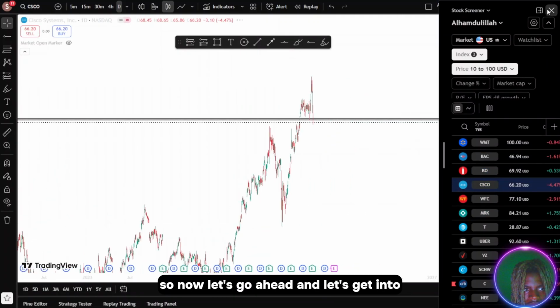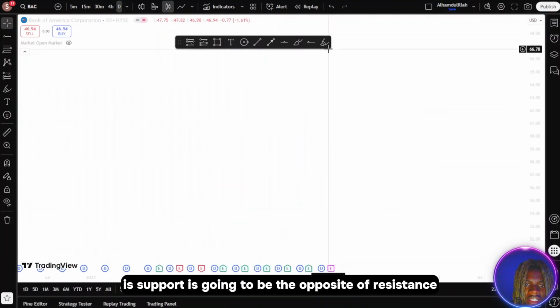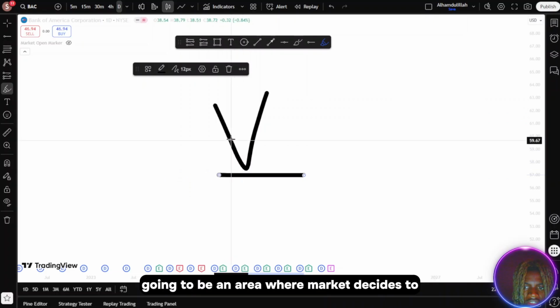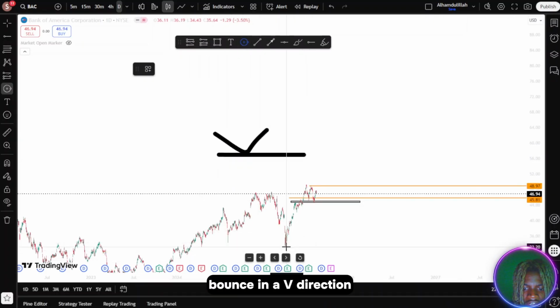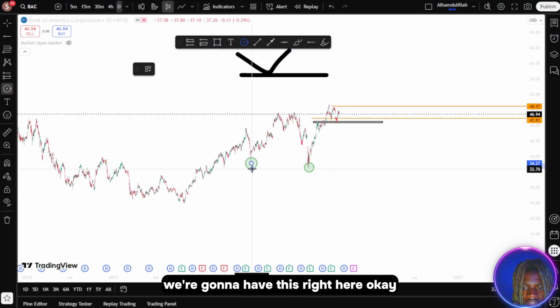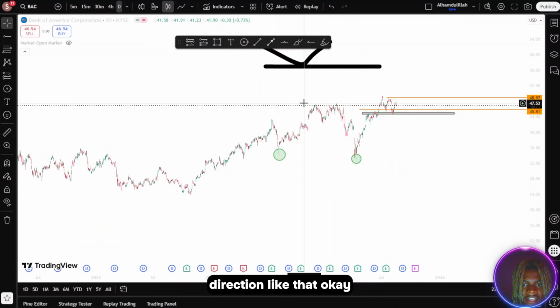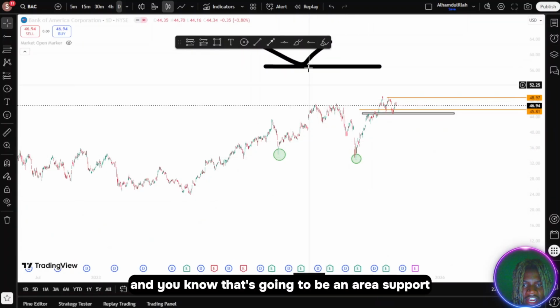Now let's get into support. Support is the opposite of resistance. It's an area where the market decides to bounce in a V direction. Whenever you see price bouncing in a V direction like that, then you know that's going to be an area of support.